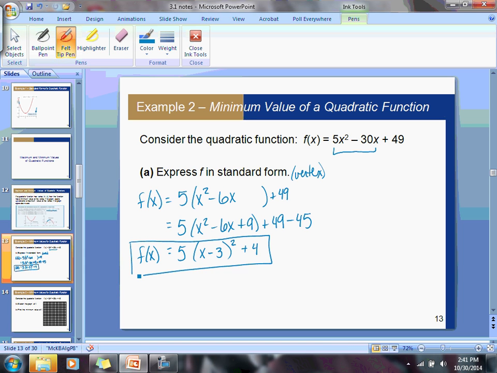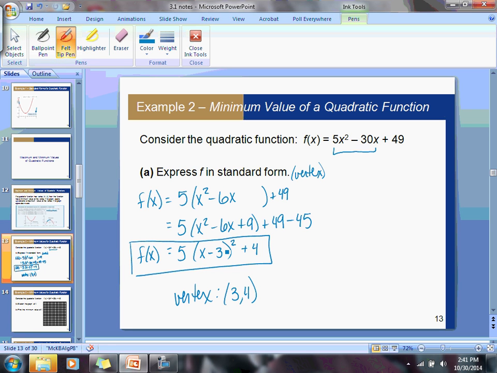So again, from this, I can tell that my vertex is going to be (3, 4). Remember, it's always opposite of whatever's inside the parentheses here with the x. It's whatever comes after the subtraction. So if you view this as a negative 3, then you put a positive 3, or just think of it as whatever comes after that subtraction sign.